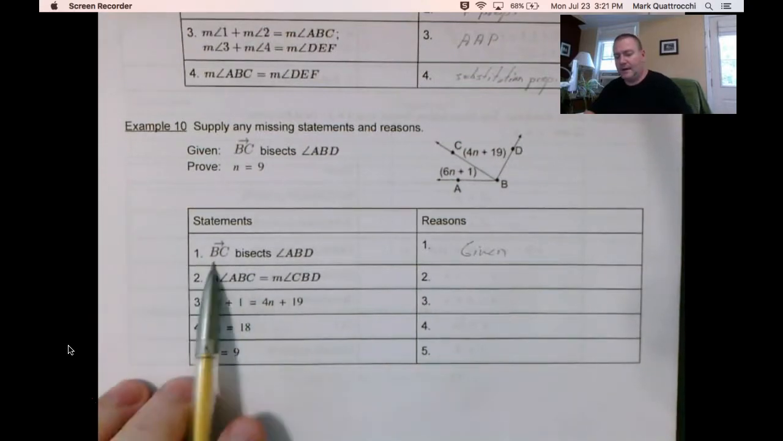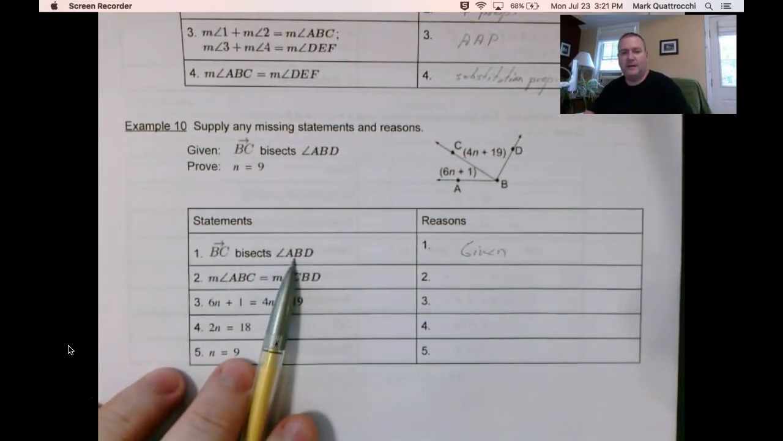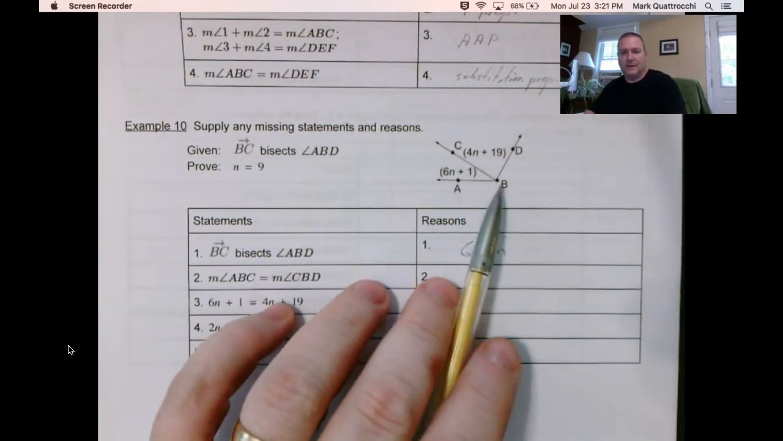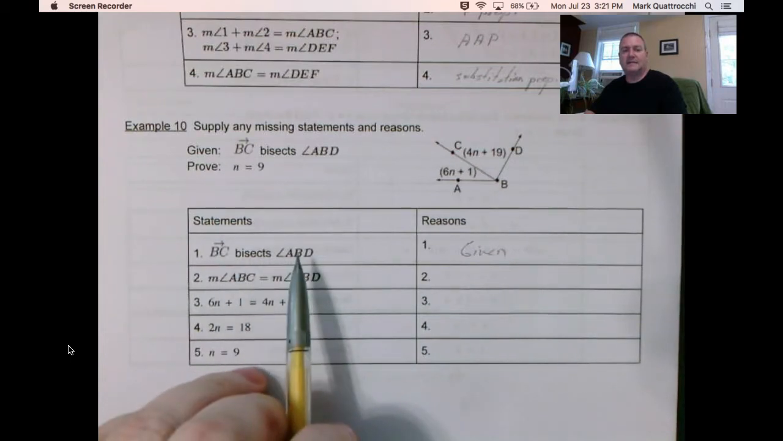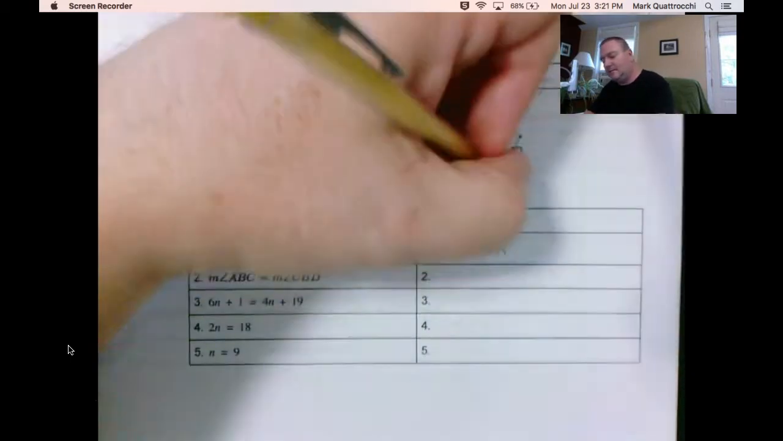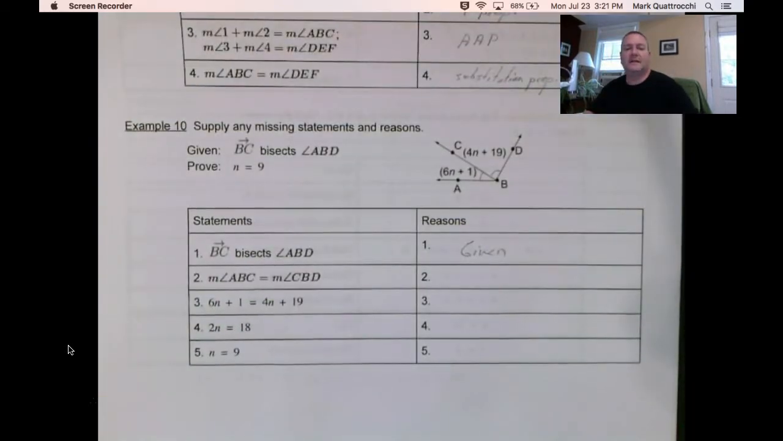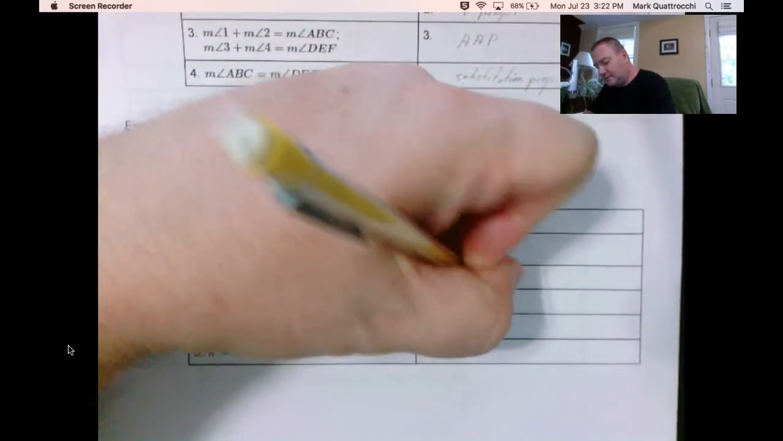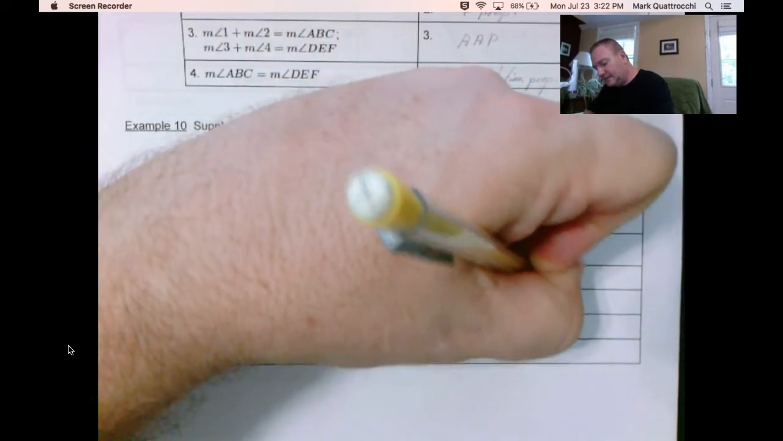If we look at ray BC bisects angle ABD, even though it doesn't look like it in the diagram, and that's irrelevant, the fact that BC is bisecting angle ABD means that this angle and this angle have to have the same measure. That is the definition of an angle bisector.